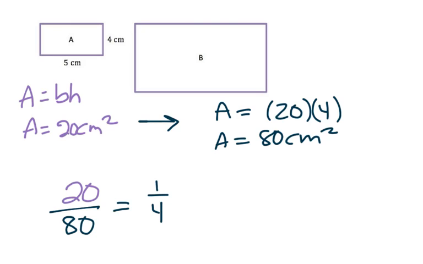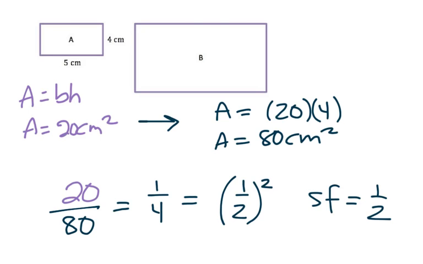So when I think about the squares, I know that 1 times 1 is 1, and 2 times 2 is 4. So that tells me that 1/4 is equal to 1/2 squared. And so my scale factor is 1/2. Therefore, when I go from my smaller rectangle to my larger rectangle, the side length of the small rectangle is half the side length of the larger rectangle.